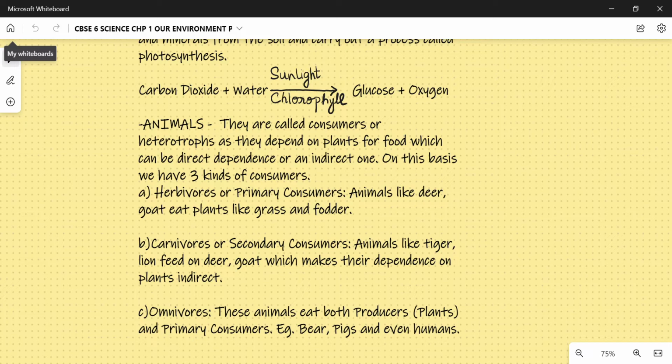And the third kind of consumer are the omnivores. These animals eat both plants and the primary consumers, like bear, pigs, and even humans.